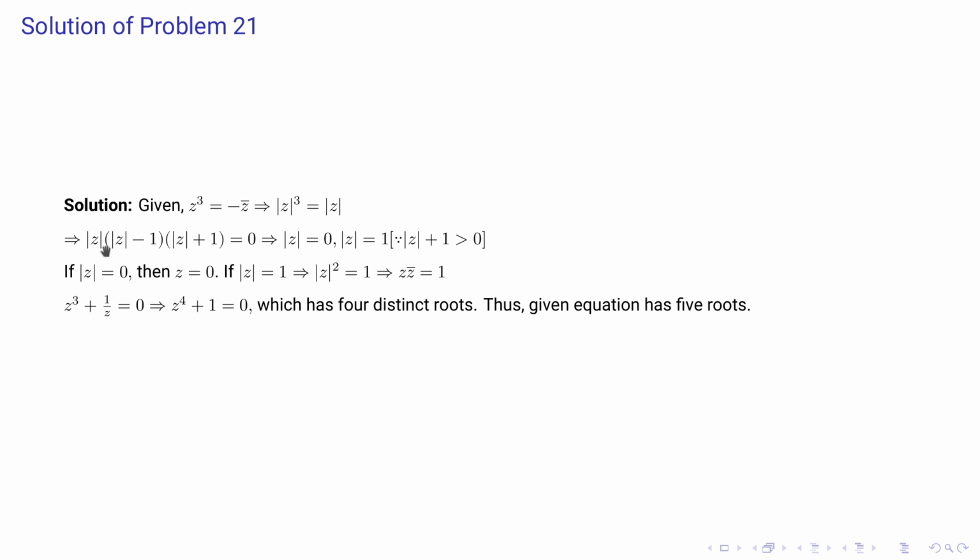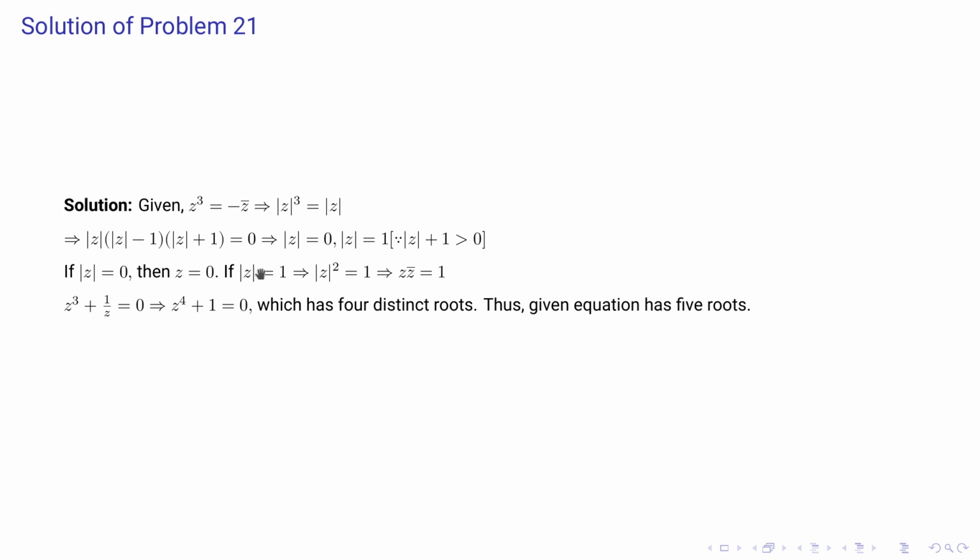Now one of the solutions would be mod z is equal to 0. The other solution is mod z is equal to 1. Mod z cannot be minus 1 because mod z is positive, so this will give us no solution. So there are two solutions: mod z is equal to 0 and mod z is equal to 1. Now if mod z is equal to 0, then z is equal to 0.